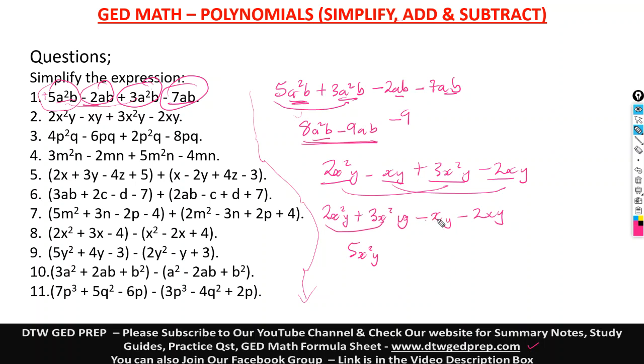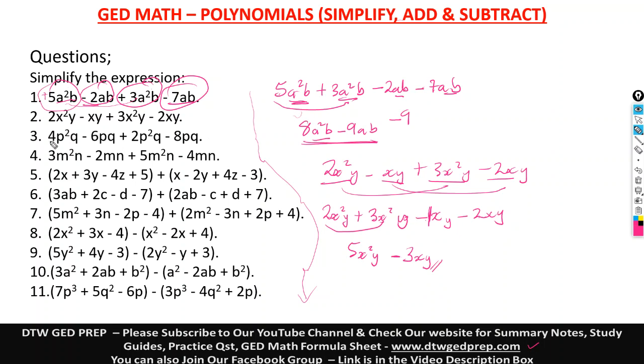Here, this is a negative xy, negative 2xy. Now, this xy means there's an invisible 1 here. Okay, so we have a negative 1, negative 2. That will give us a 3. And what sign will it take? It will take the negative sign, okay? You take the sign of the bigger number, which is 2, and you drop your variable xy. We have simplified this.